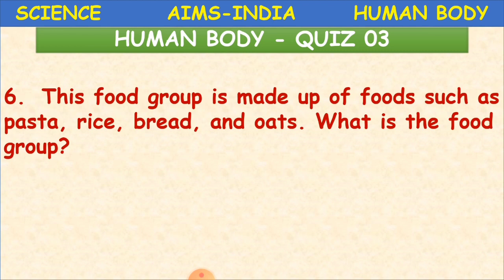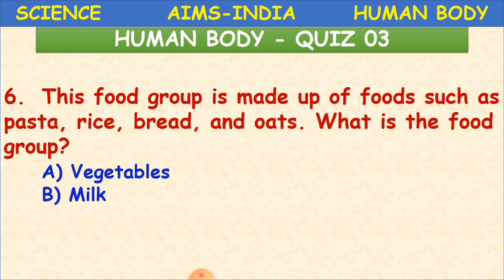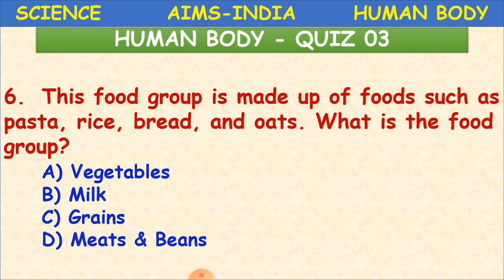This food group is made up of foods such as pasta, rice, bread, and oats. What is the food group? By which we make all these varieties like pasta, rice, bread, and oats. Is it vegetables, milk, grains, or meats and beans? From which food group do we make pasta, rice, bread, and oats? Yes, that is from grains.